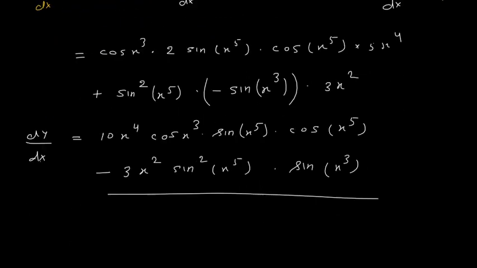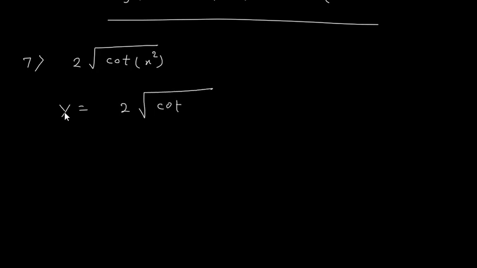This is our fifth problem. Now sixth problem. This is not our sixth, this is our seventh problem. So y is equal to 2 root cot x square. So the derivative of y, dy upon dx, is equal to, now this 2 is a constant number, but as this is multiplied by a function which includes x, I will not say that its derivative is 0. I will write this 2 as it is in multiplication.